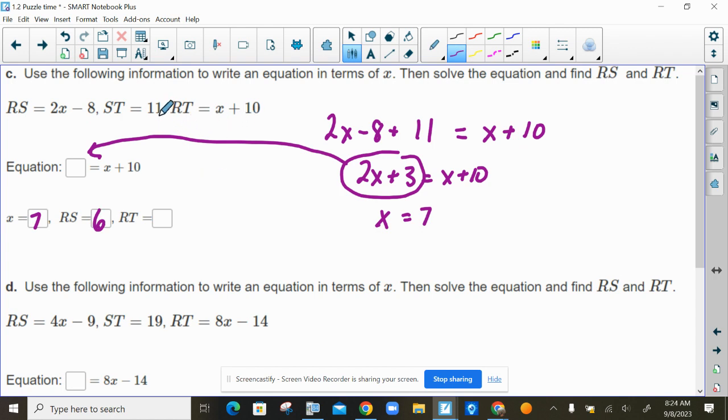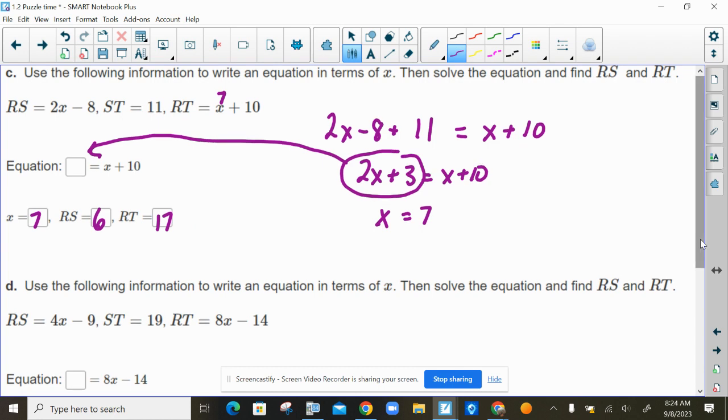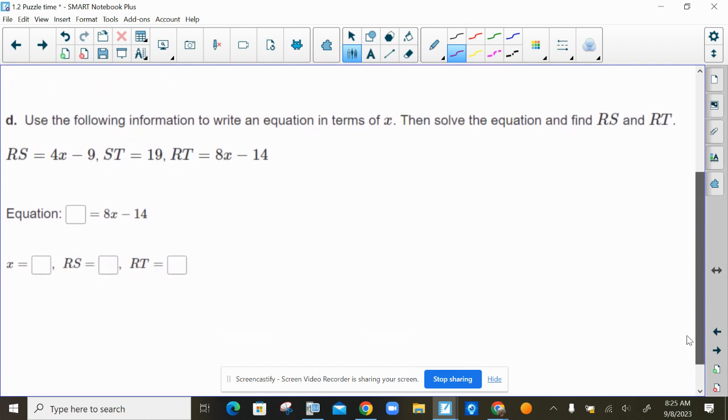And this we already know is 11, so now they're asking for RT. So we have 6 plus 10. The total, or excuse me, 7. 7 goes in for x, so this is going to be a 17. So I put in my x is 7. We have 17. Okay, that's all they're asking for that problem. Make sure you realize if you take 6 plus 11, it equals 17. Okay, last part, and then you're done.